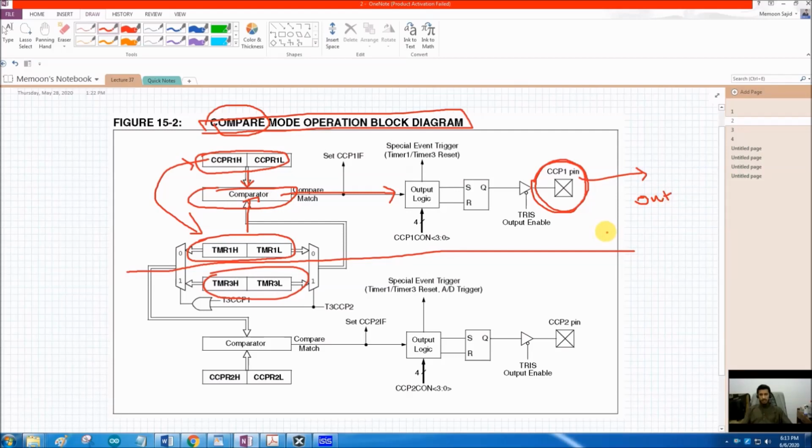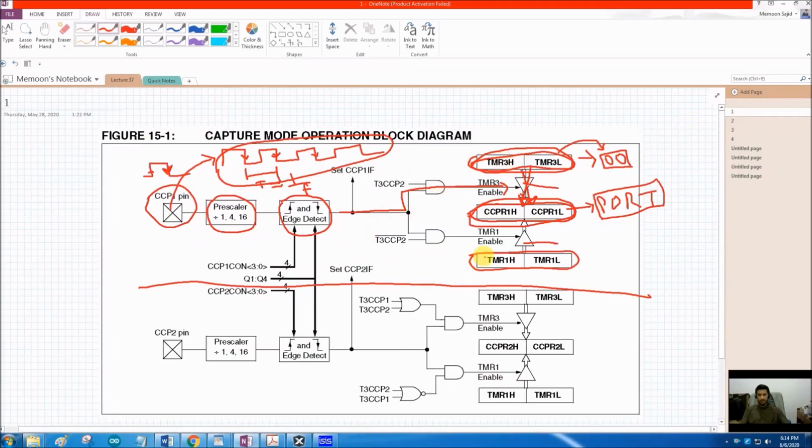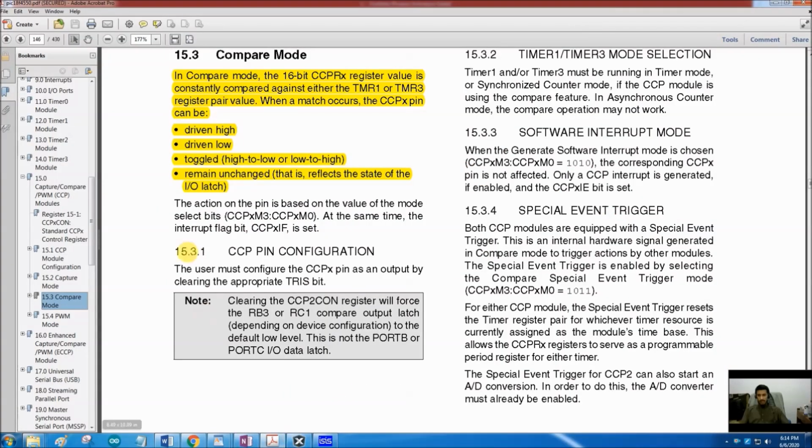So these are the capture and compare modes of the CCP module. The last thing that I had to tell you about this module was that in both the capture and compare modes, we can see here that they have written Timer 1 and Timer 3 both in this module also, and in this module also. So which one of them will be used?